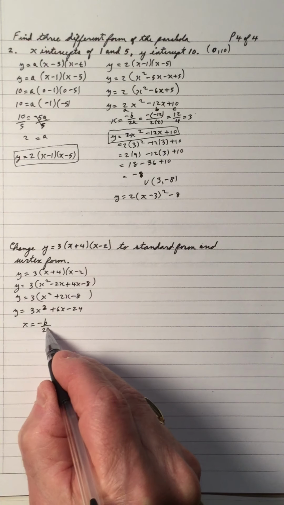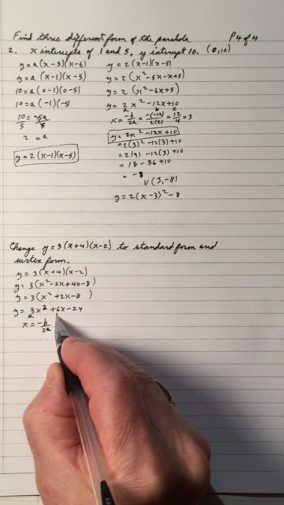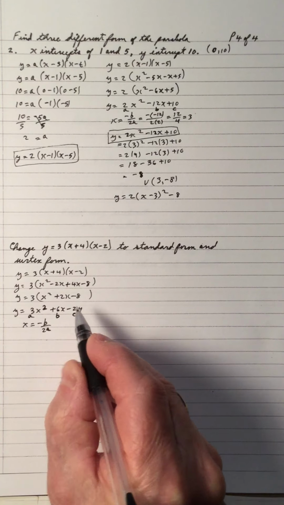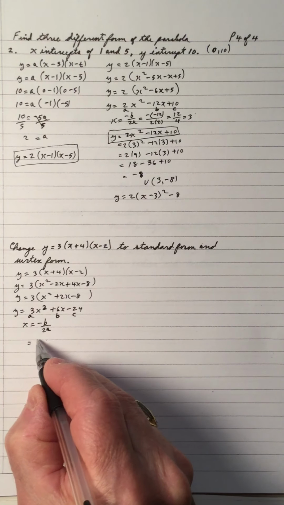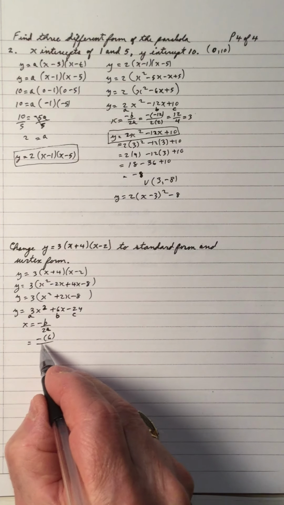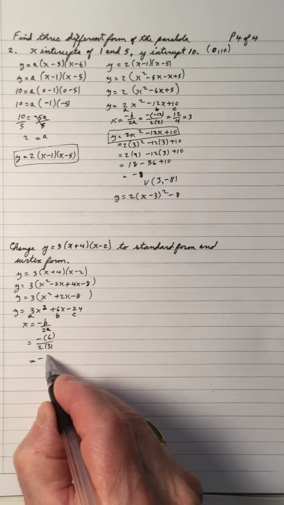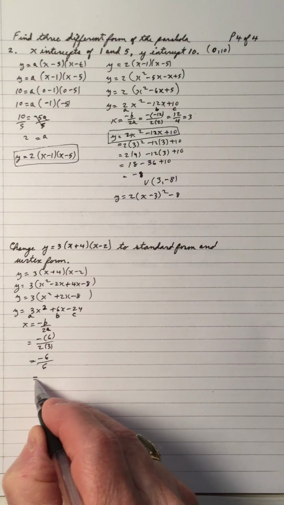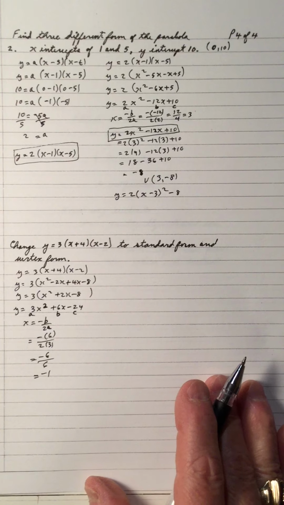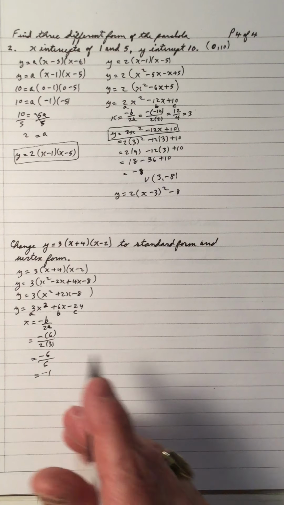That's the x coordinate of the vertex when you're looking at the standard form. a is 3, b is 6, c is negative 24. So it's the negative of b, which is 6, over 2a, which is 6. So it's negative 6 over 6. So the x coordinate of the vertex is negative 1.